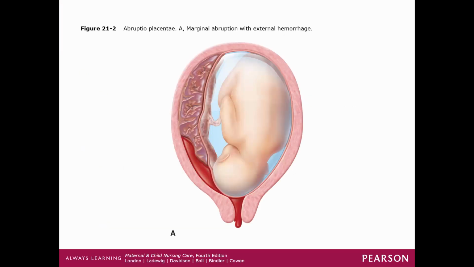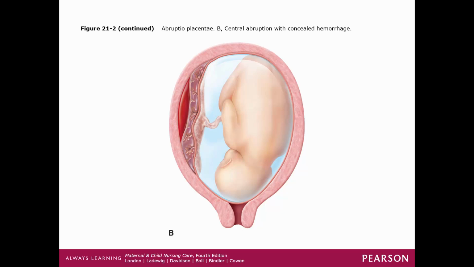So here's a picture of a marginal abruption. You can see here where the majority of that placenta is adhered to the uterus like it is supposed to be, but there's a small portion that has lifted away and she's bleeding from that small portion. This is the central abruption. You can see that the outer edges of the placenta are still adhered to the uterus, and she is bleeding in that little pocket, and it is not bleeding out vaginally. It is staying concealed in that little pocket.